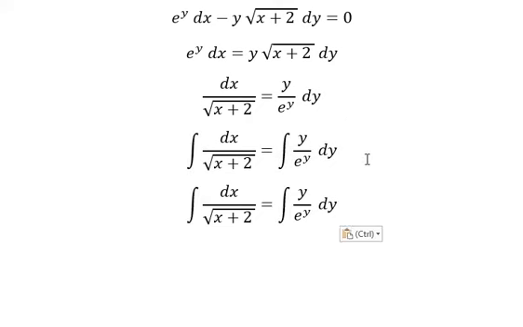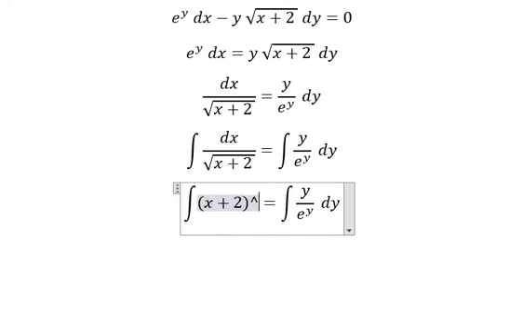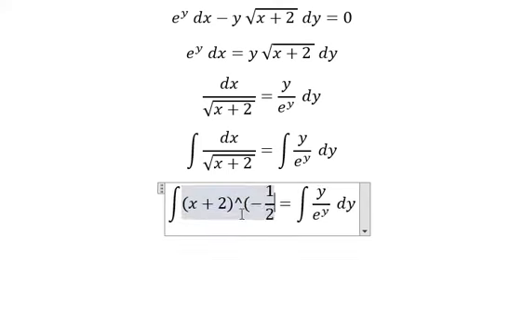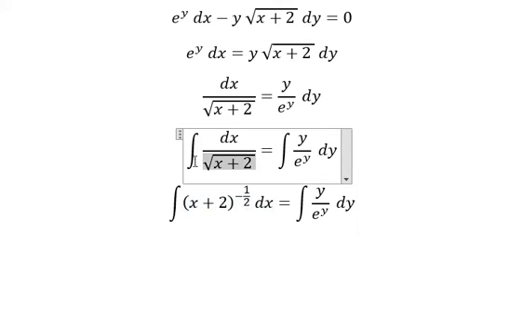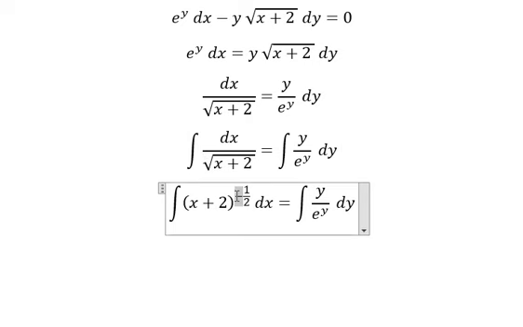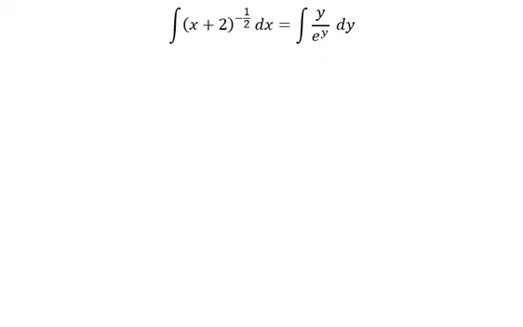Now, about this one, we can put it into s plus 2 to the power of negative 1 over 2 ds. The square root is about 1 over 2. So if I want to put this one to the numerator, we need to have the negative sign. Now, we have the formula in here.